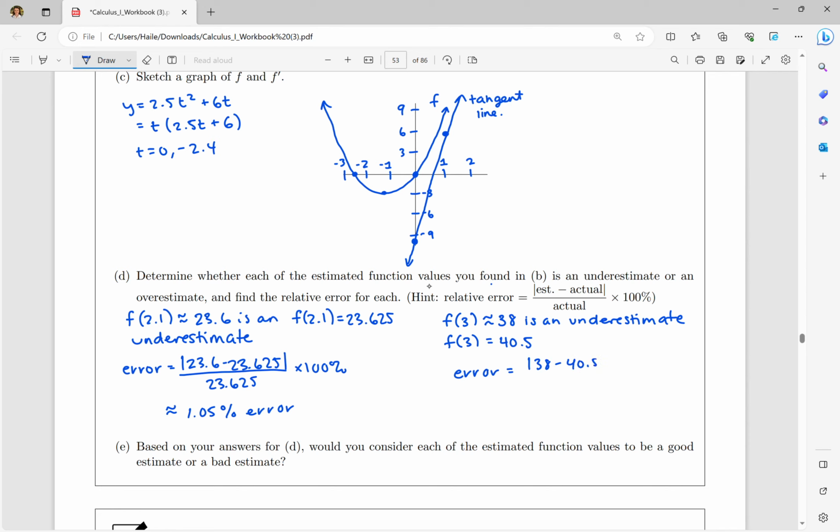On the other hand, if we do f of 3, we get that error is equal to 38 minus 40.5 over 40.5 times 100%, which approximately gives us 6.17% error. So the reason that I had you do 2 of these is because we want to notice that the tangent line is only good at values that are really, really close to the value of t that we actually constructed the tangent line with. So remember, for us, t was equal to 2.